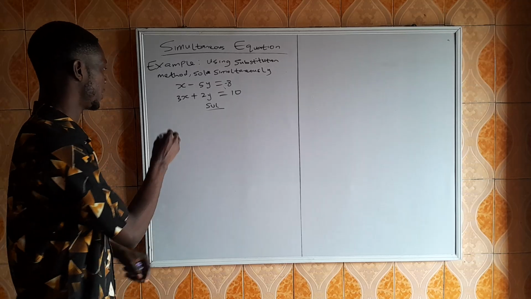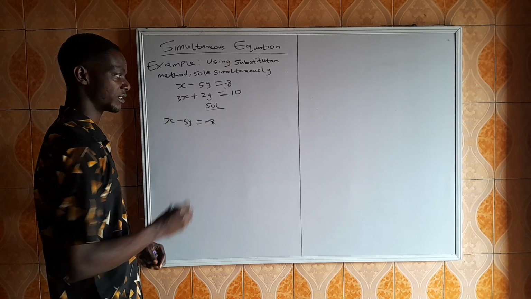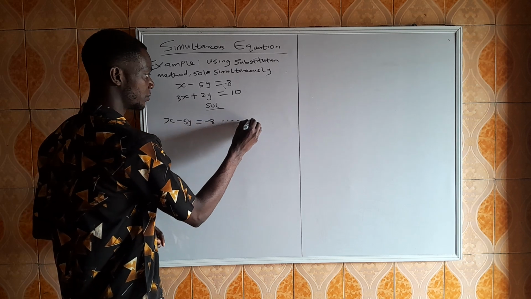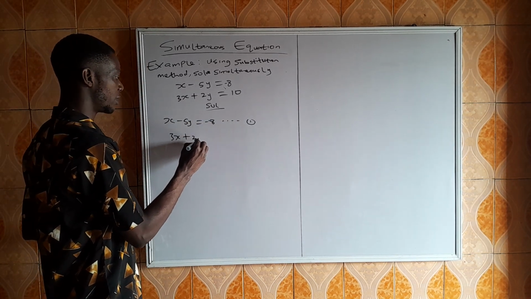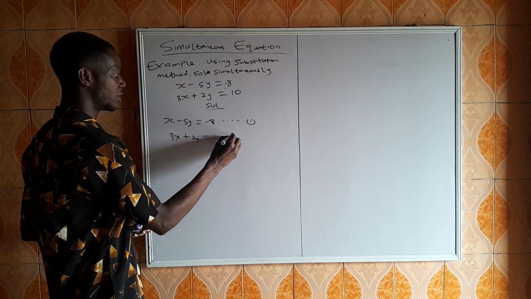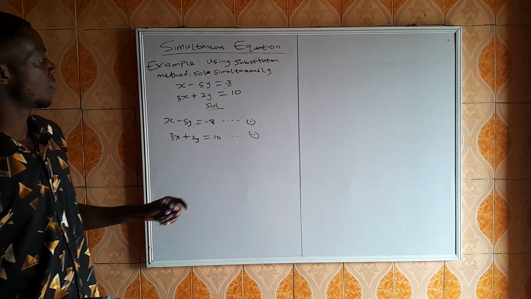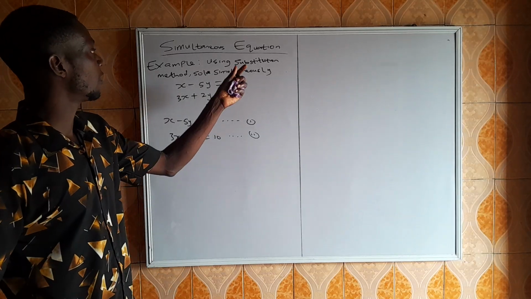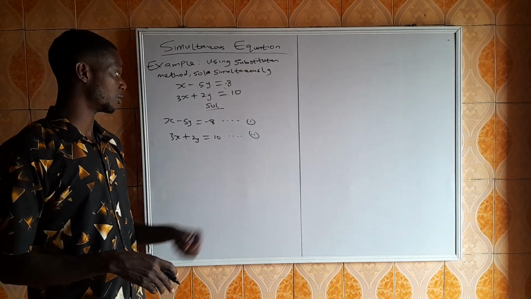Now from here, we're given s minus 5y equals minus 8. Let's call this equation 1. Then we have 3s plus 2y equals 10. Let's call this equation 2. Now I want to solve these two equations simultaneously using the substitution method.